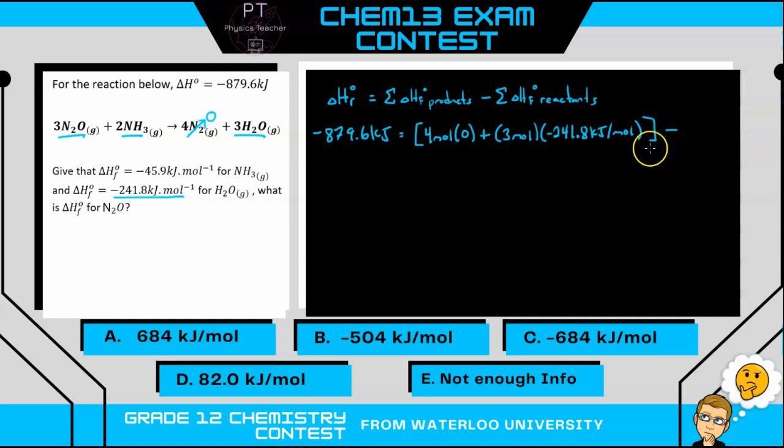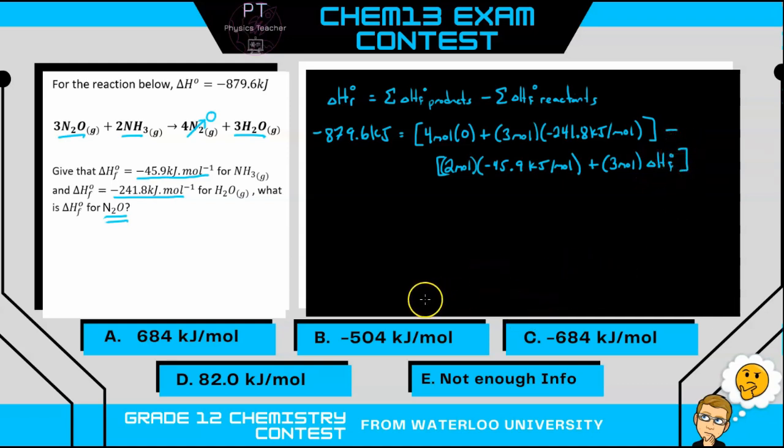Then we have to subtract. I won't have room here, so I'm going to write it down here, for all of the reactants. For ammonia, we have 2 moles of ammonia times, we're given its enthalpy of formation right here, minus 45.9 kilojoules per mole. And then we have 3 moles of N2O, and that is what we are looking at. So 3 moles, and then whatever its enthalpy of formation is, which is what we want to find.